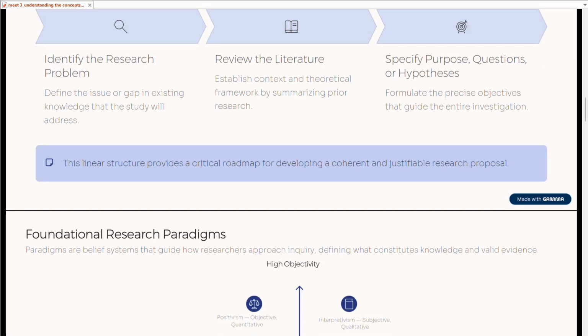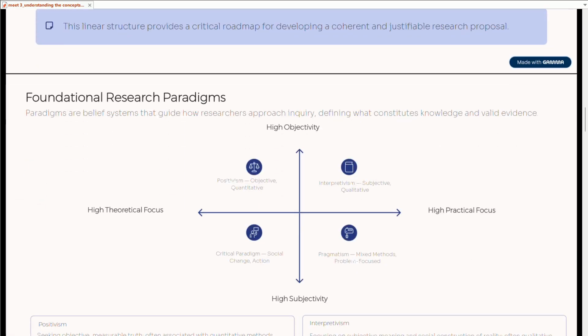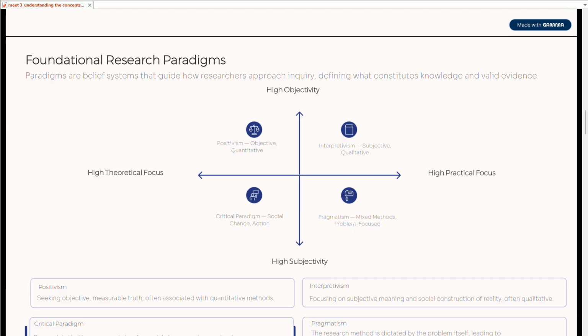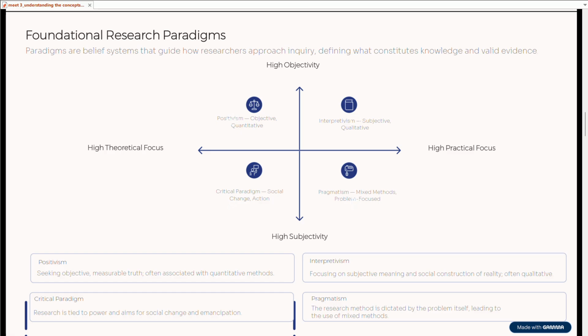Well, let's go again. This is the foundational research paradigms. Paradigms are belief systems that guide how researchers approach inquiry, defining what constitutes knowledge and valid evidence. You can see here there is a diagram which has four arrows in different directions. You can see that between the qualitative and quantitative, that's really different. The quantitative here has high objectivity and the qualitative has high subjectivity.